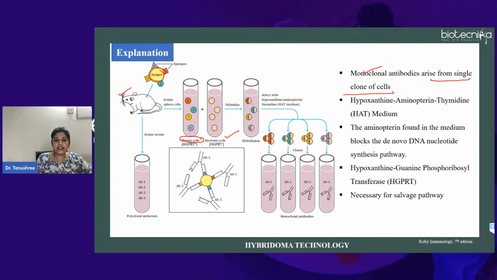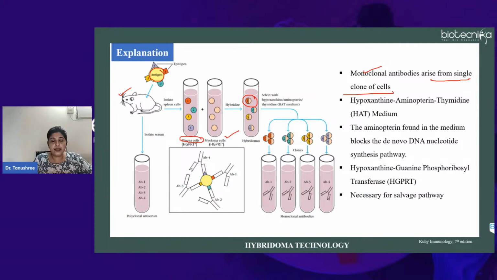Now when you are fusing these two, you are getting the hybrid cells. Now basically what is the characteristic of the myeloma cells? That they are immortal, right? And here, what will happen when the hybrid cells are formed? So basically the fusion of these cells will happen in presence of polyethylene glycol.